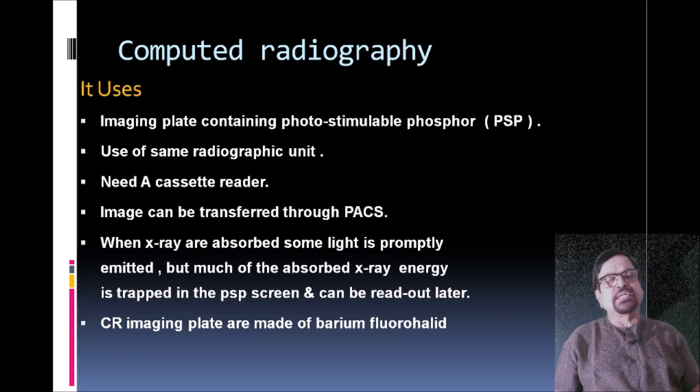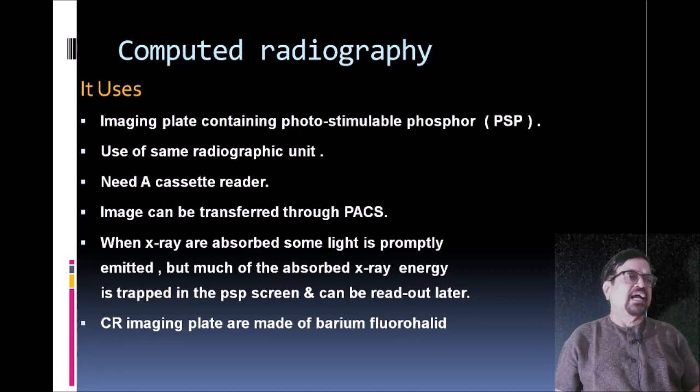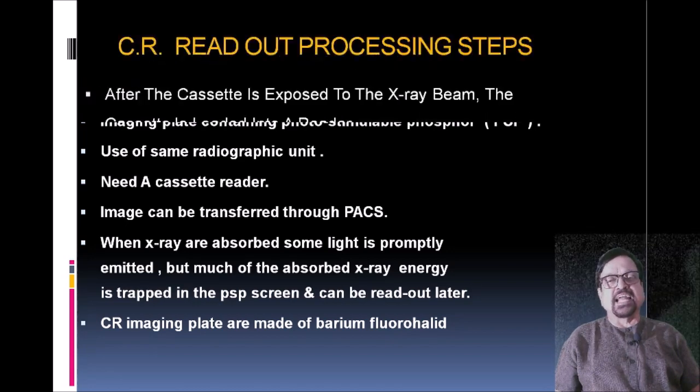The image can be transmitted through fax, so it is possible to have reporting at different places. It can be possible to transfer the images, and it will be possible to transfer the image on the computers. And when X-rays are absorbed, some light is promptly emitted, but much of the absorbed X-ray energy is trapped in the PSP screen, that is, the photo stimulatable phosphor, short PSP, and can be read out. The CR imaging plates are made of barium fluorohalide.